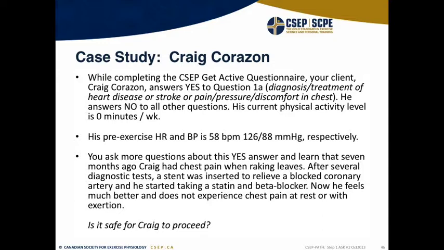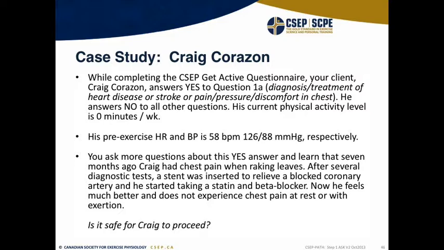All right, so as you just read, Craig answered yes to question 1A on the CSEP Get Active questionnaire. He answered no to all other questions, and he indicated that his current physical activity level is 0 minutes per week. His heart rate and blood pressure are below the cutoffs. Given that he had a yes response to the question 1A, you know that you need to ask further questions.